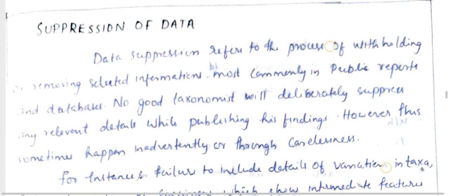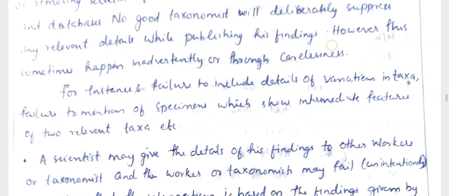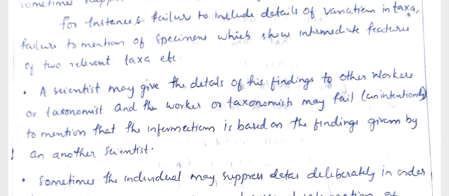Then, suppression of data. Data suppression refers to the process by which data is withheld. This is not a good practice. A scientist may give details of his findings to other taxonomists, and the other taxonomist may fail to mention that the information is based on the findings given by the author or scientist.